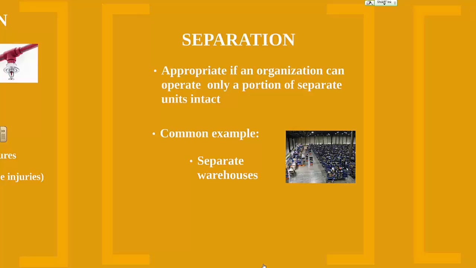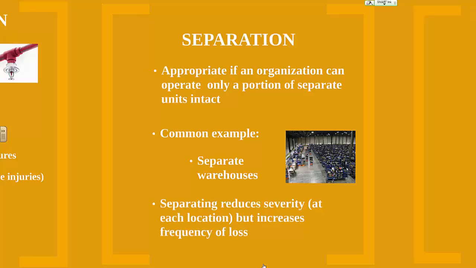And if there's any sign of fire or smoke, walls go down that actually separate the different units of the warehouse. This separation means that one peril, such as a fire, will not damage a significant amount of property. Separating reduces severity at each location, but actually increases the frequency of losses.